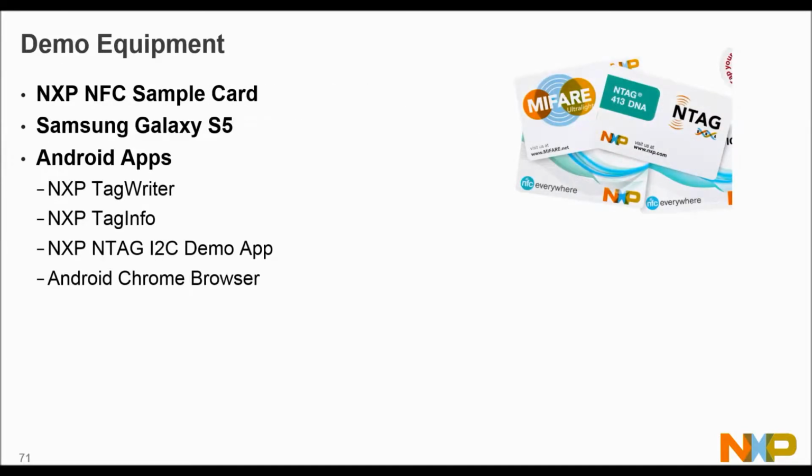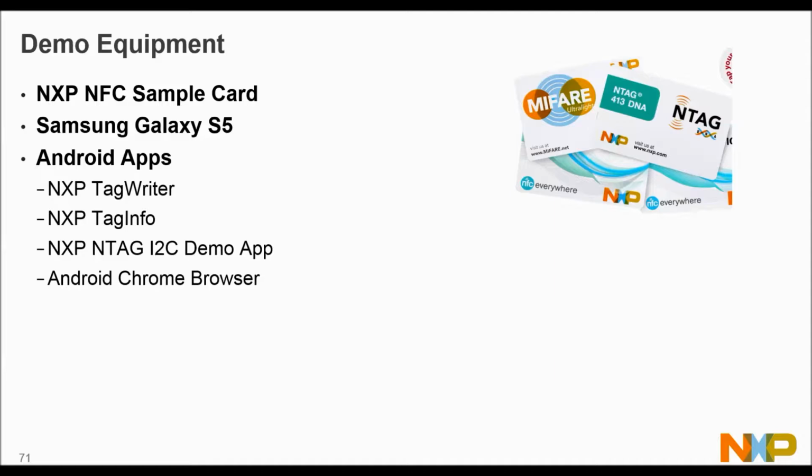What am I going to use for this demonstration? You'll see it off camera. I'm going to use one of these large cards, the NFC Everywhere NFC sample card, very easy to use, so I can read and write to it multiple times. That'll be off camera, you won't see it. And I'll be touching the Samsung Galaxy S5. You'll be seeing the display, but you will not see the actual device on the camera.